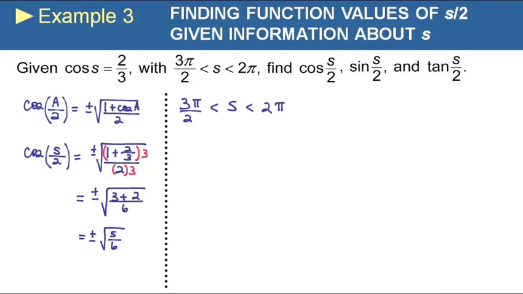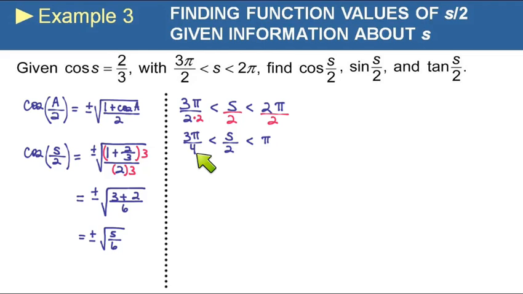So first let's decide on our sign. We know that s is between 3 pi over 2 and 2 pi. In other words, s is in quadrant 3. If I need to know the location of s over 2, I'll have to divide this by 2, which means I have to divide both ends by 2. Okay, so this becomes 3 pi over 4, and this becomes pi.